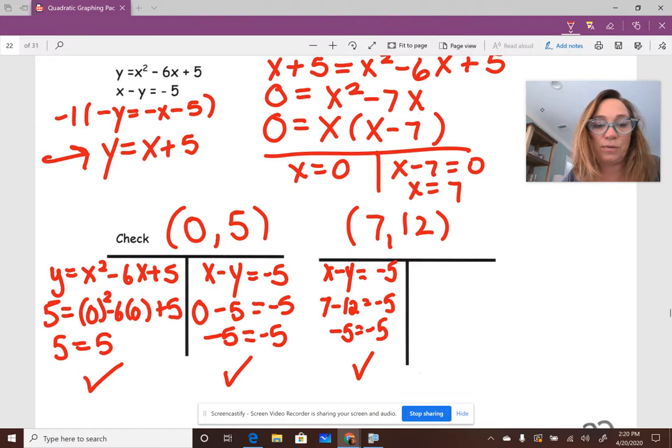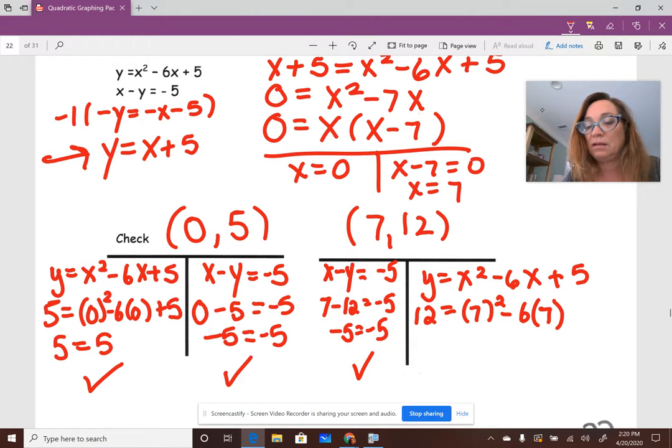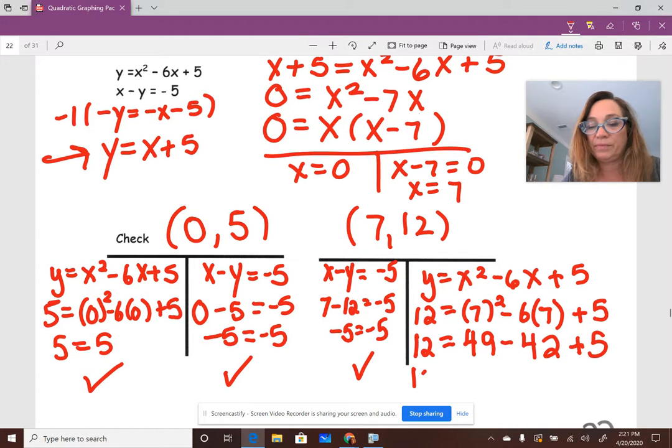All right, so y equals x squared minus 6x plus 5. Okay, 12. I'm hoping to get 12. 7 squared minus 6 times 7 plus 5 more. Okay, 12 equals 49 minus 42 plus 5. 12 equals 49 minus 42 is 7. 7 plus 5 is 12. I did it. Check, checkaroo.